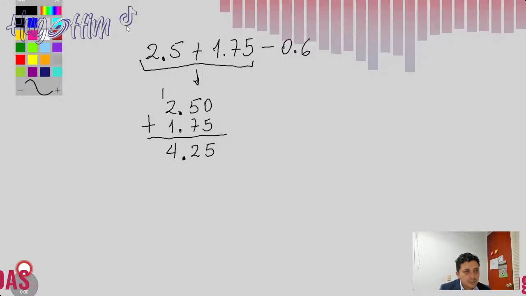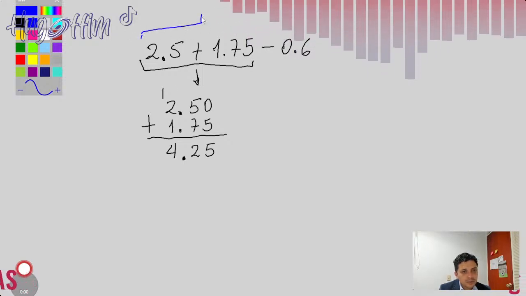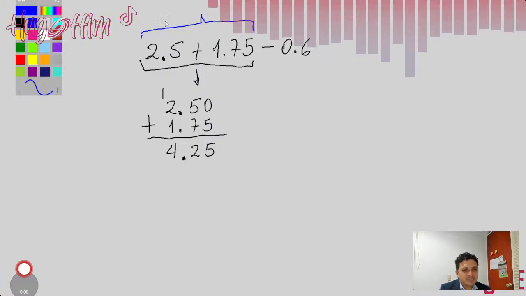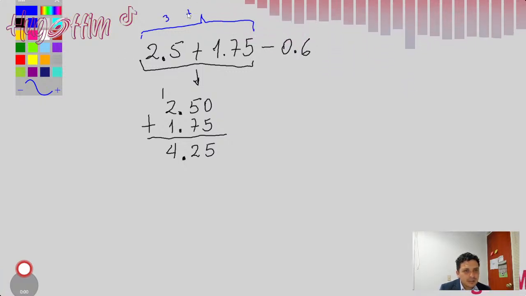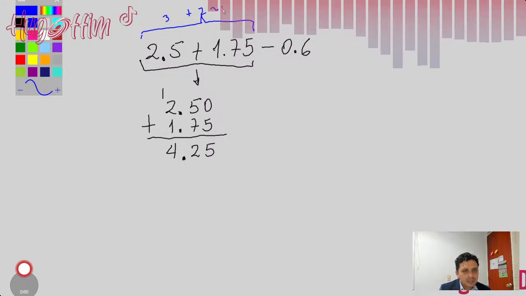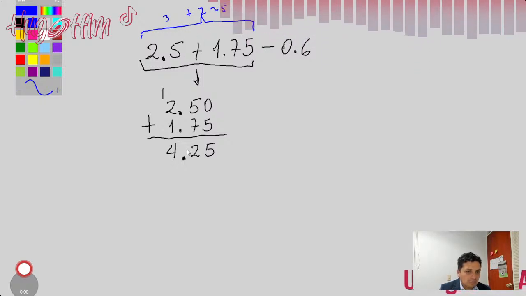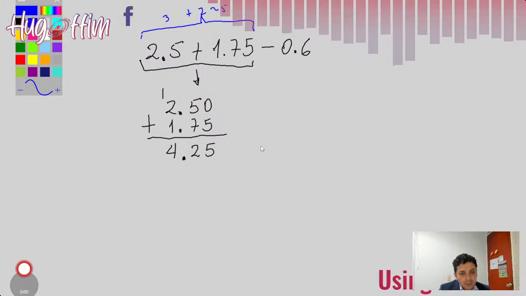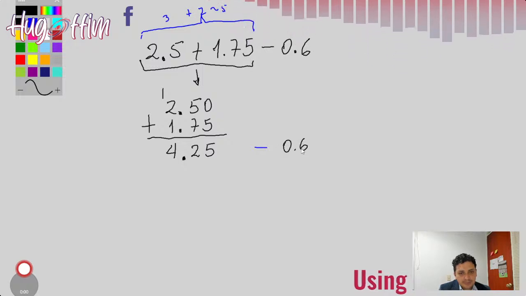So the addition of these two is 4.25. Now I'm going to do a very quick estimation. This is 3, this is 2, so the estimation of these two is 5. So yeah, okay, 4.25 is around this number. Now 0.6 must be subtracted from 4.25.